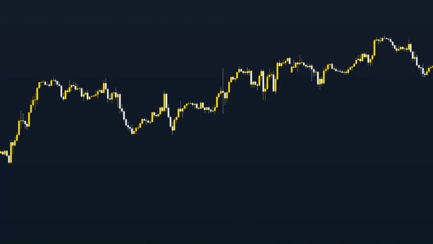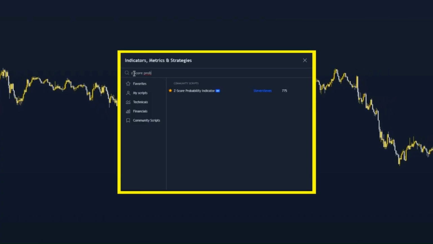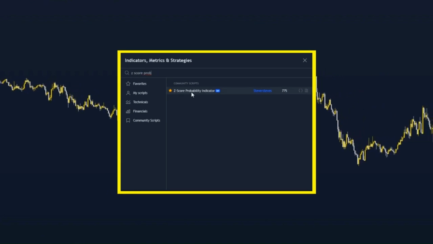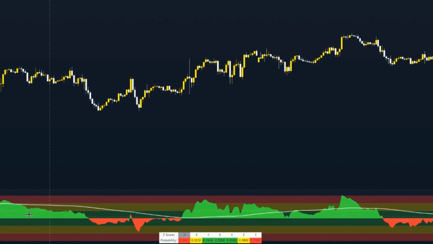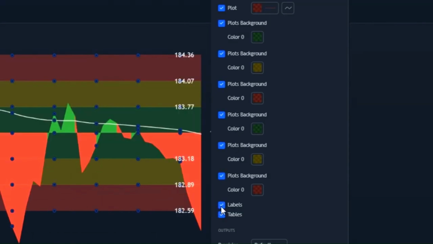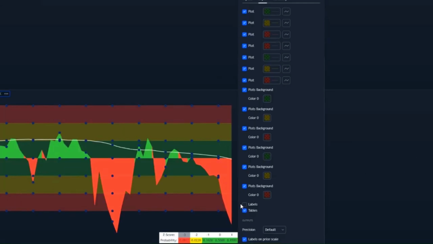The first indicator, just click up here, and we're going to type in Z-Score Prob for probability, and it is this Z-Score Probability Indicator by Steves. Add that one to your chart and it should look something like this. On the settings for the Z-Score Probability Indicator, I've just turned off this labels icon right here. You can see that when I turn this off, it removes these numbers on the end of the indicator, and it's just much easier to see entry positions without that turned on.